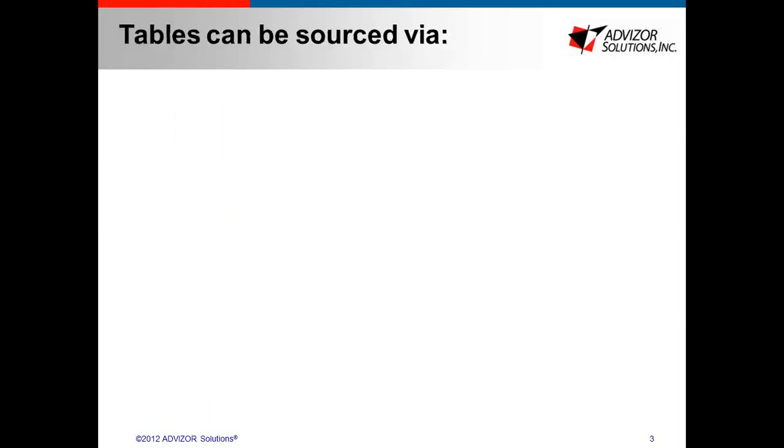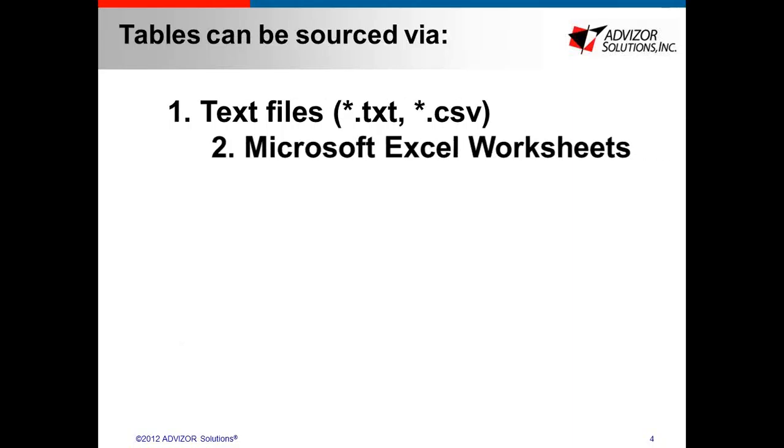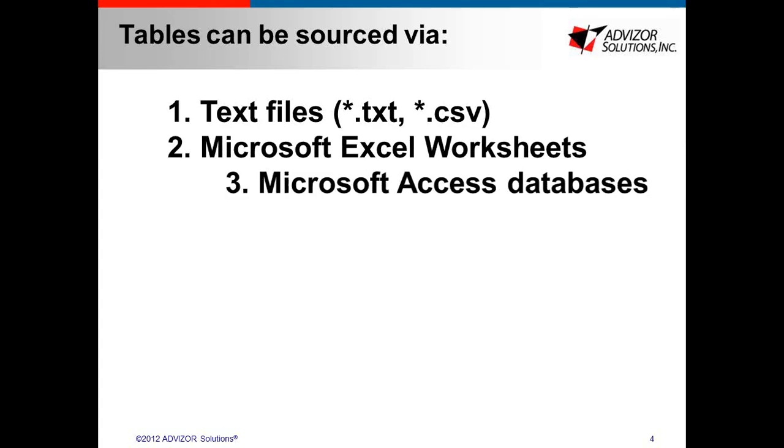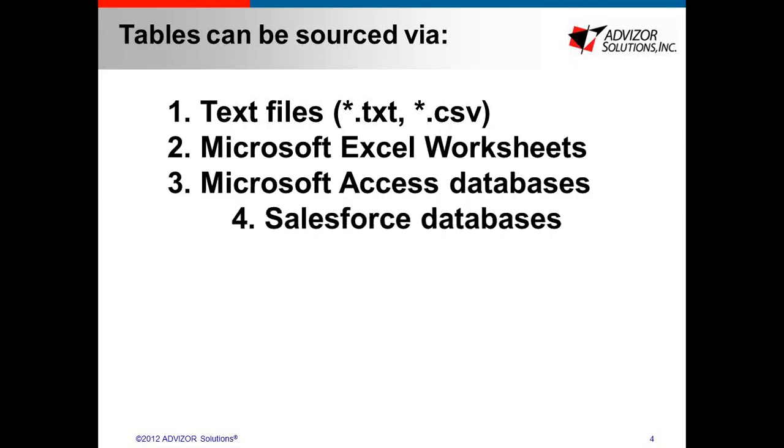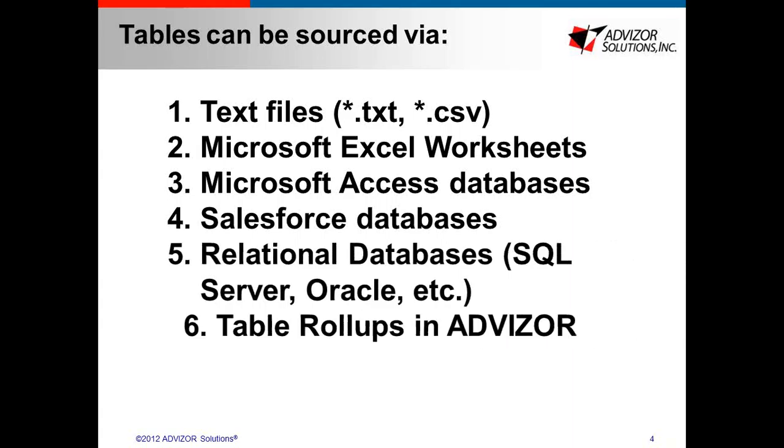So the first thing I'll cover are tables and how they can be sourced. You can source tables when you load them via text files. You can source them from Excel worksheets. You can source them from databases such as Access. You can also source them from Salesforce databases and relational databases like SQL Server or Oracle. The last way that you can source a table is by creating a roll-up within the Advisor software itself and creating a new table.